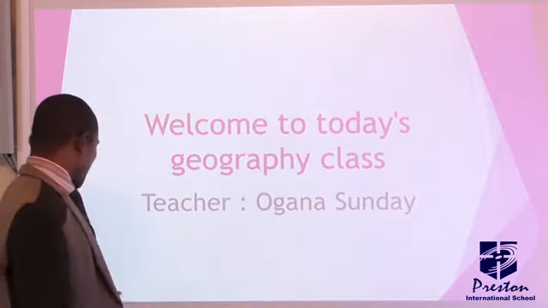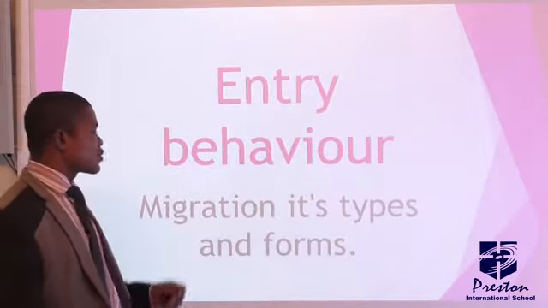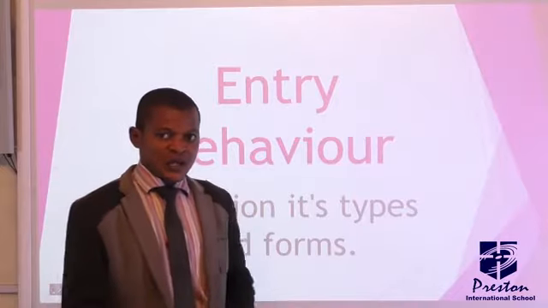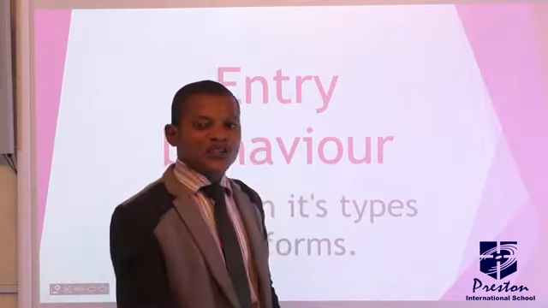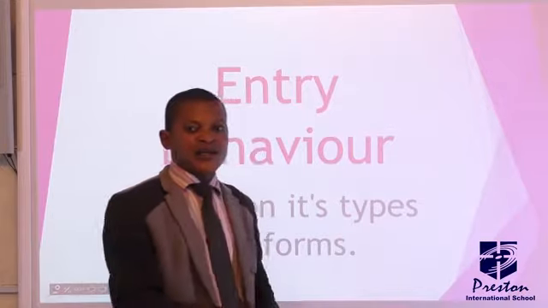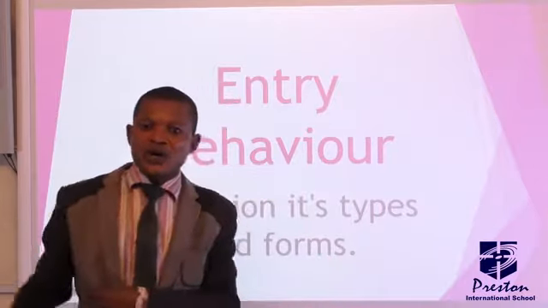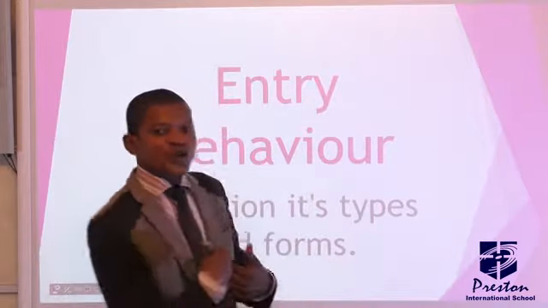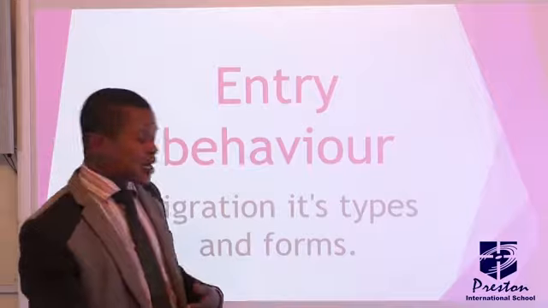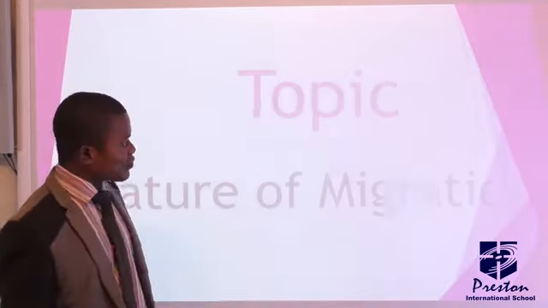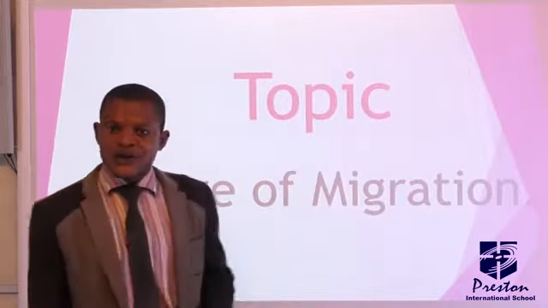Don't forget, in the last class, we looked at migration, its types and forms. I told you migration is the movement of people from one place to another, either to settle permanently or temporarily. And we looked at the types. I told you we have emigration and immigration. Moving into a country, that is immigration. Moving out, emigration. For today, we are going to look at the nature of migration.